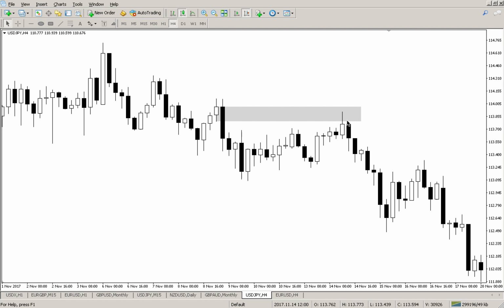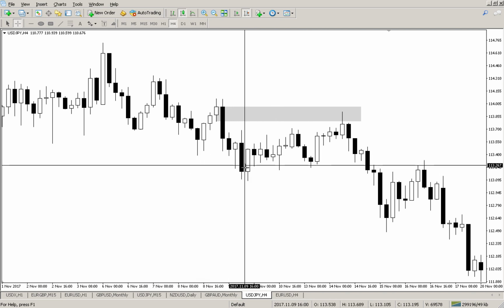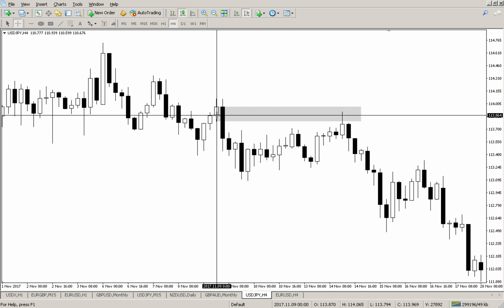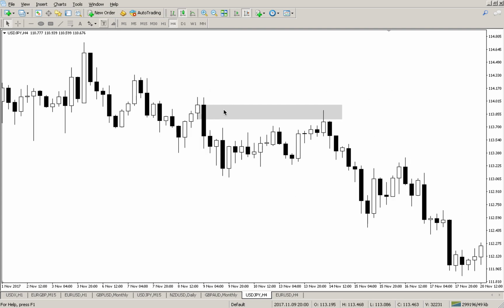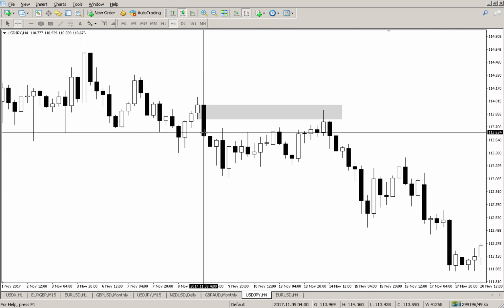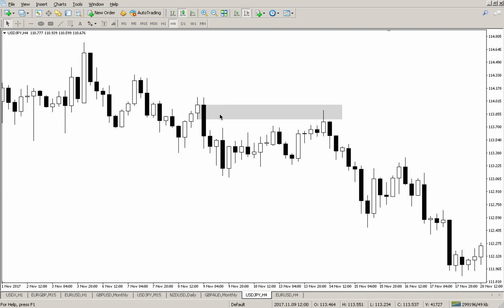Once price took out that low, that's where it retraced to. The way to really understand this concept is to understand your swing high and your ranges, because understanding where price is in the range, whether it's in discount or premium, will also help you understand what blocks to use. But really and truly, the block is just the last up candle before the down move.